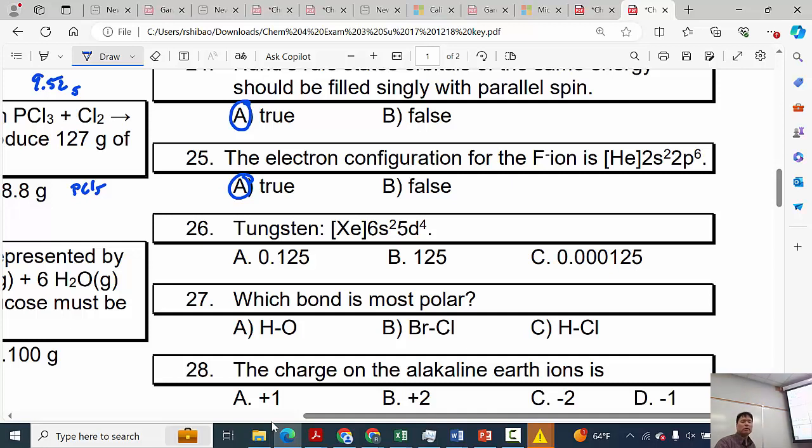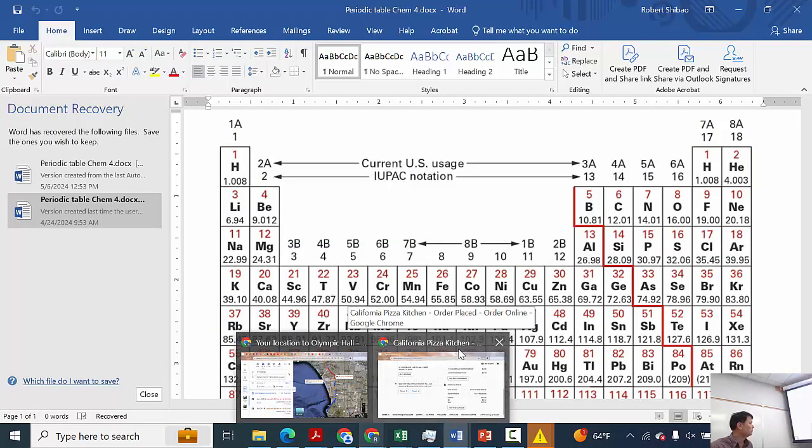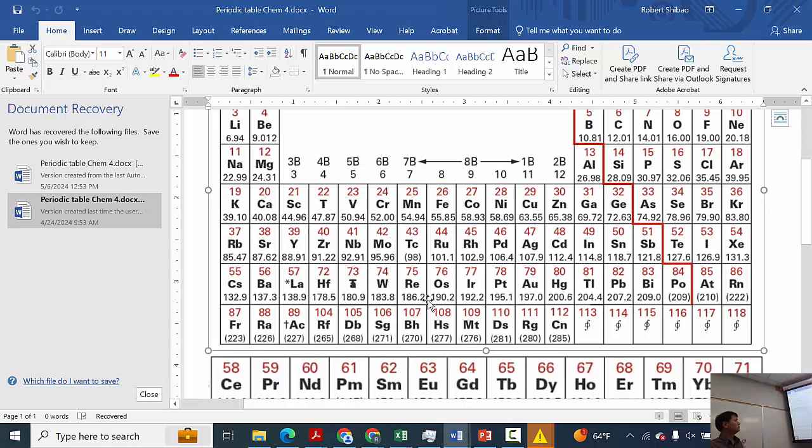Tungsten. What symbol is tungsten? W. Tungsten is what they make incandescent light bulbs out of. A very high melting point. How many electrons does tungsten have? Well, let's take a look at the periodic table here. 74. Right here. 74. So we're at 74 electrons, so let's back up.